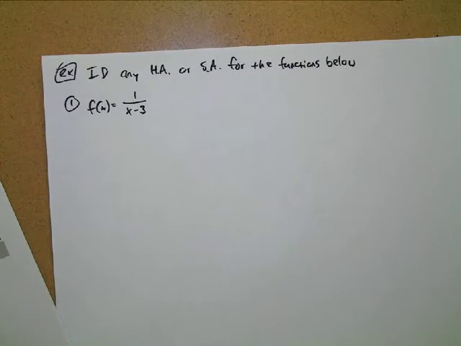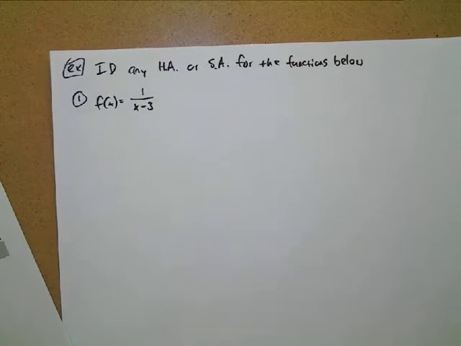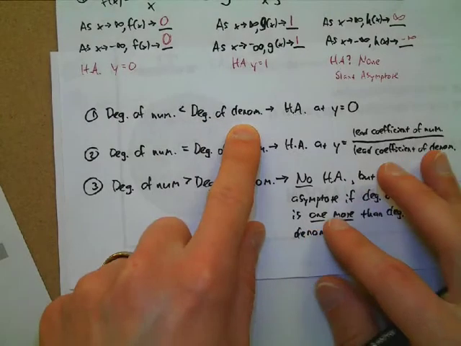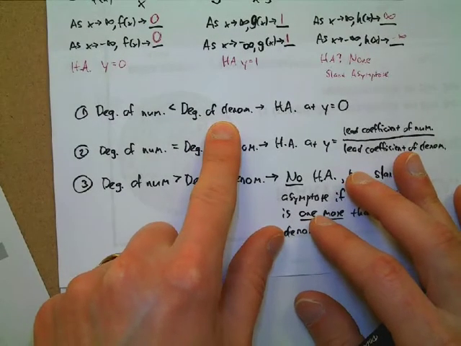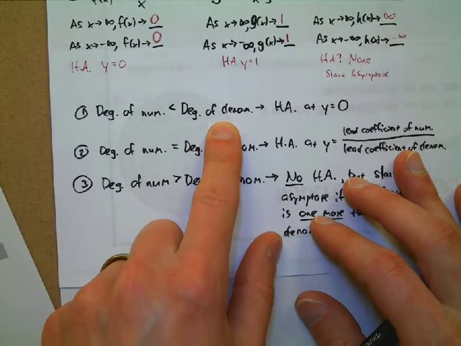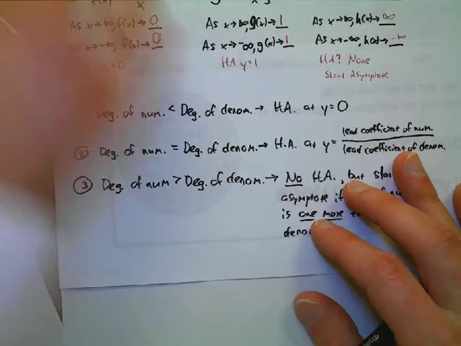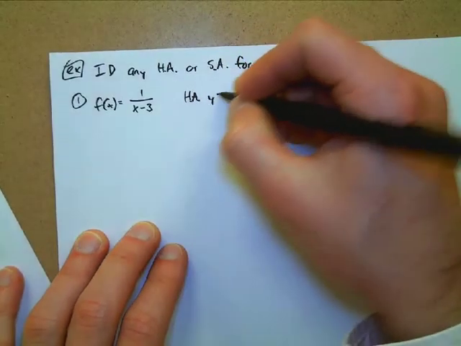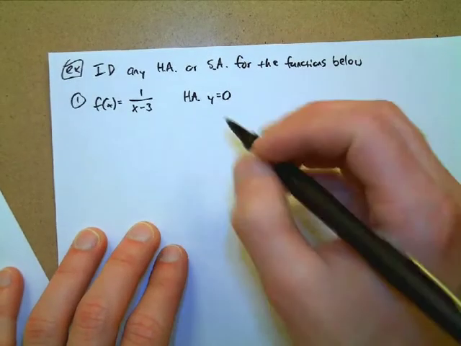What's the degree of the numerator? Degree of the numerator is 0. What's the degree of the denominator? 1. Okay. Degree of the numerator is 0, degree of the denominator is 1, so therefore the degree of the numerator is less than the degree of the denominator, which means we have a horizontal asymptote where? At y equals 0, right? Y equals 0.